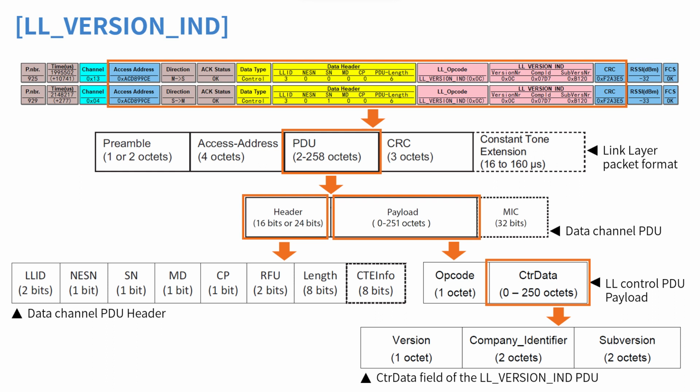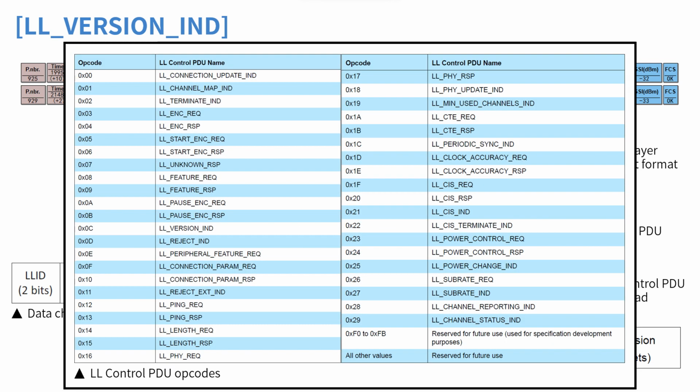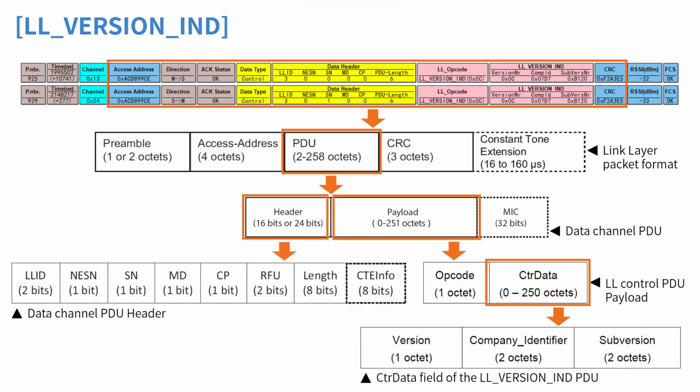The payload consists of opcode and control data fields. The opcode field identifies different types of LL control PDU. The table is a definition of all LL control PDU types. The control data consists of 3 fields.